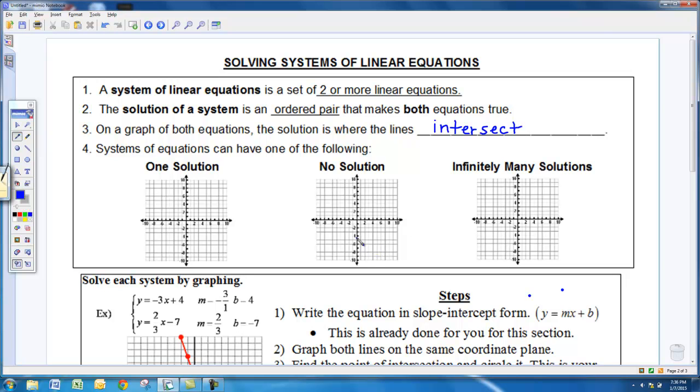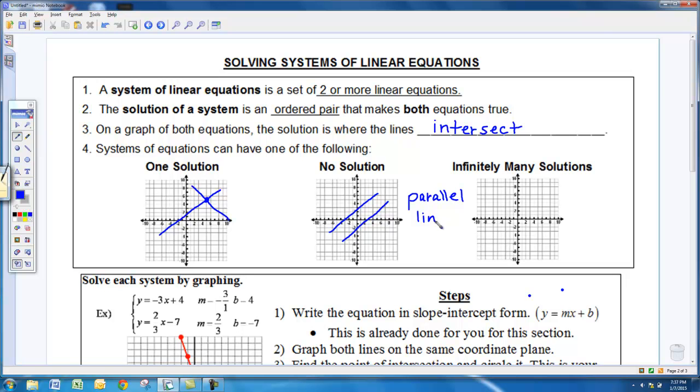There are three possible relationships when we have two lines plotted on the same graph. For example, we could have the two lines intersect at one point, and this would be a system with one solution. We could have two lines that are parallel and do not intersect at all. So that means that this system has no solution.